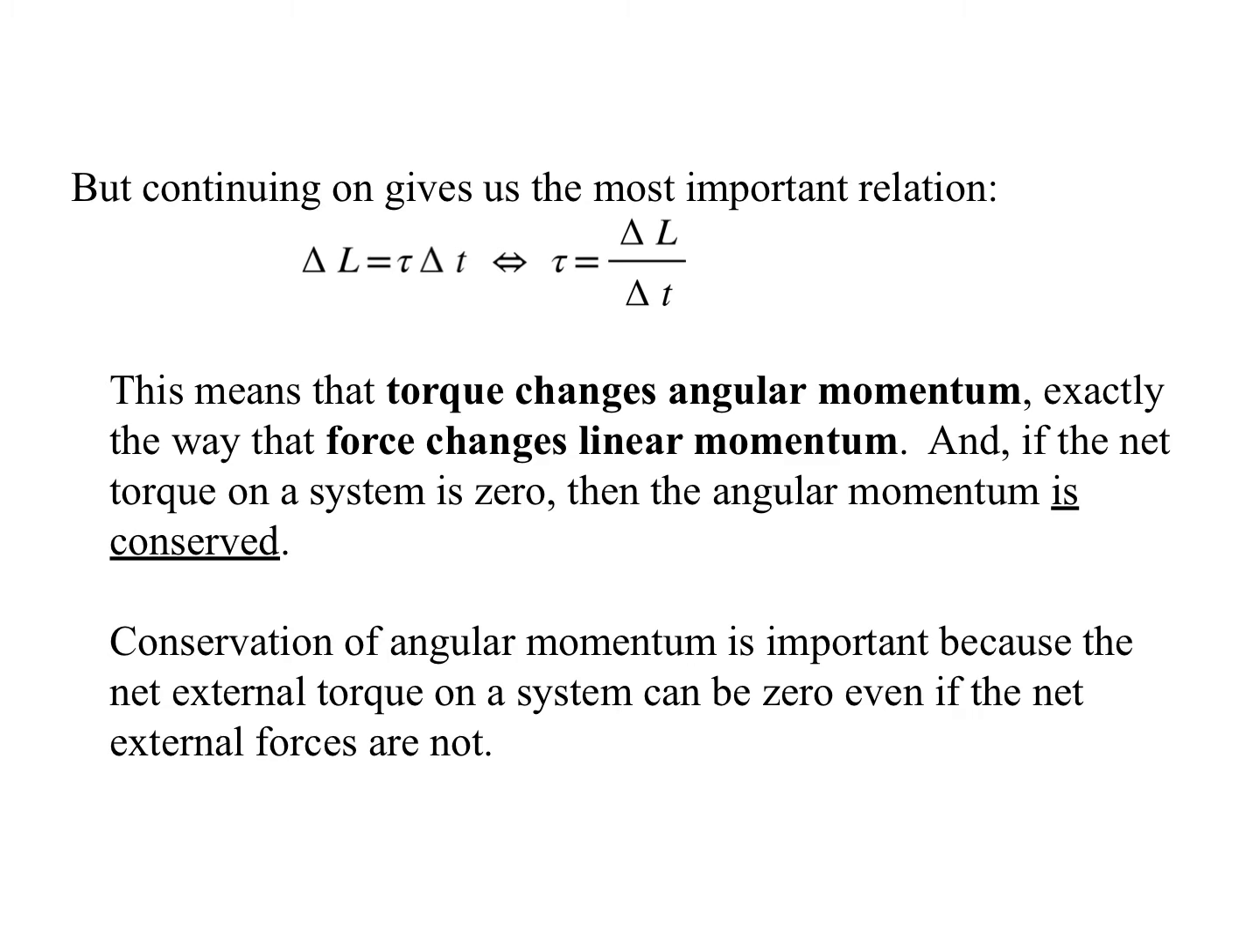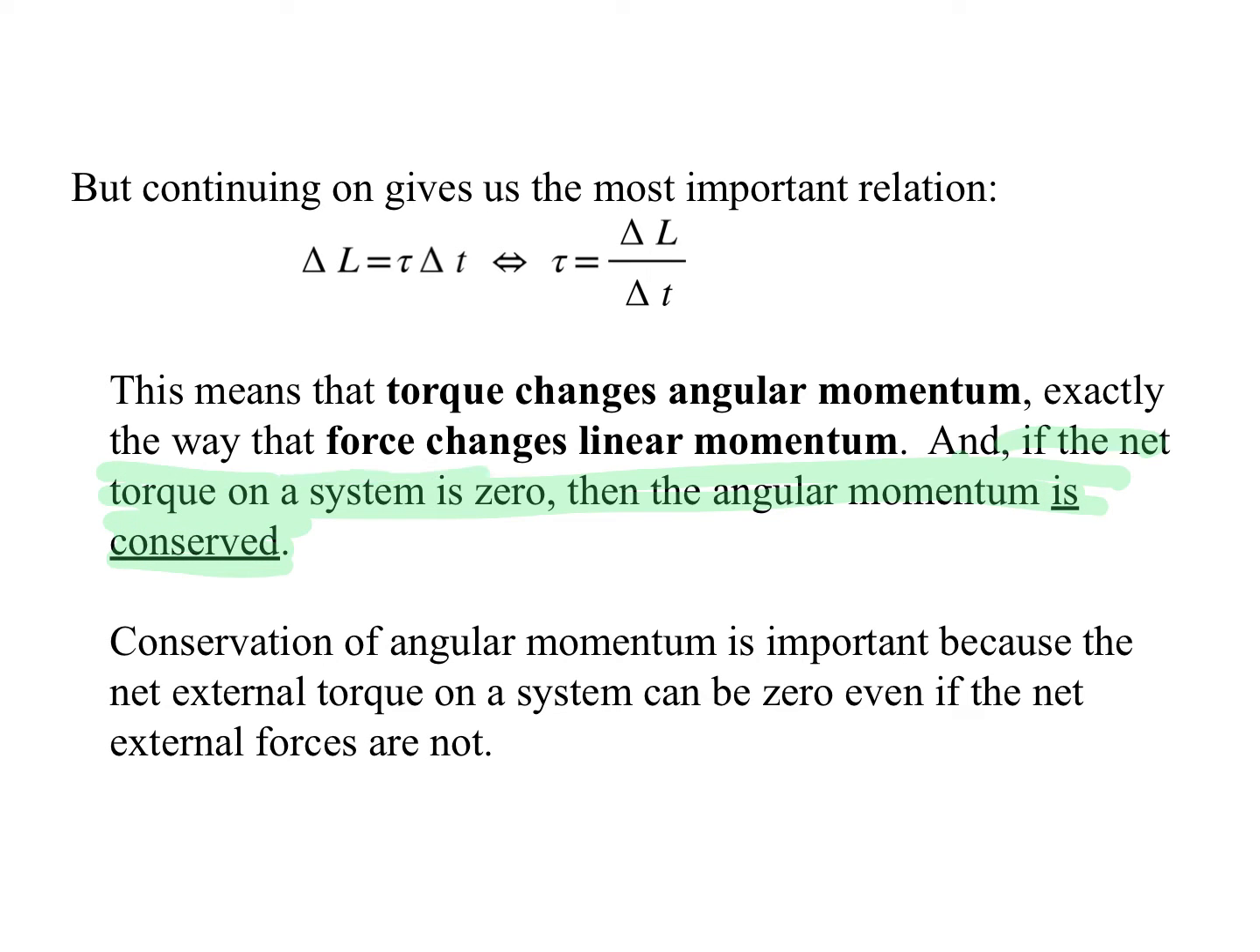Don't worry about that much, because we don't tend to use iota. We use it to leapfrog to the next bit. Continuing on gives us the most important relation, that delta L is tau delta t, or that tau is delta L over delta t. That is, the torque is the rate of change of the angular momentum. Torque changes angular momentum exactly the same way that force changes linear momentum. And if the net torque on a system is 0, then the angular momentum is conserved. And that's important to understand.